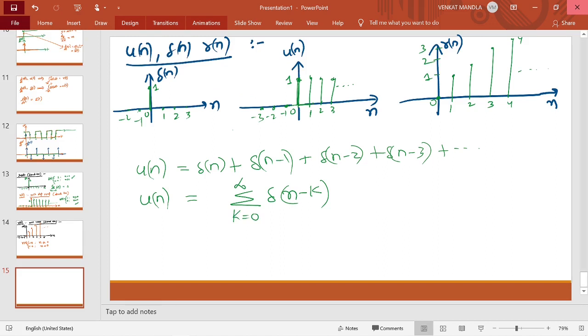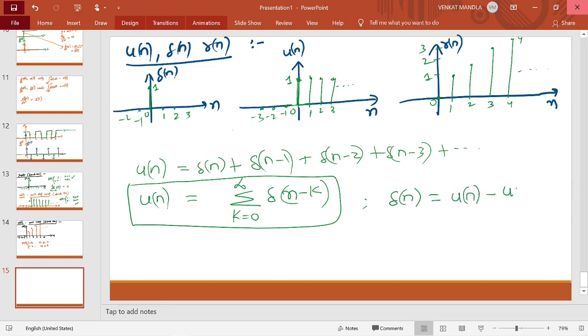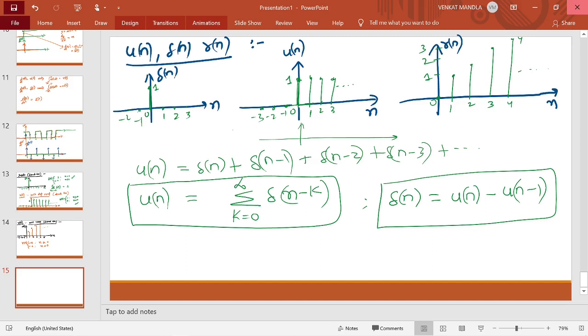Next. What is del of n from U of n? Del of n is U of n minus U of n minus 1. This is U of n. You want to shift it one unit to the right. U of n minus 1 means U of n shifted by one unit. I will write here, this is U of n minus 1. Here you have 0, here you have 1, 1, 1, and so on. So you want to subtract this U of n minus 1 from U of n. To subtract U of n minus 1 from U of n, you will get a sample only at n equal to 0. So that is del of n. Okay.